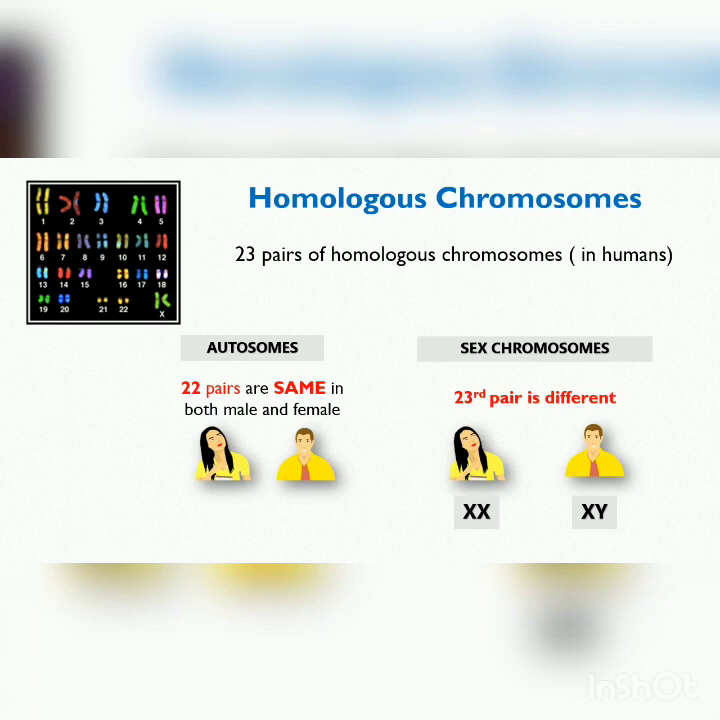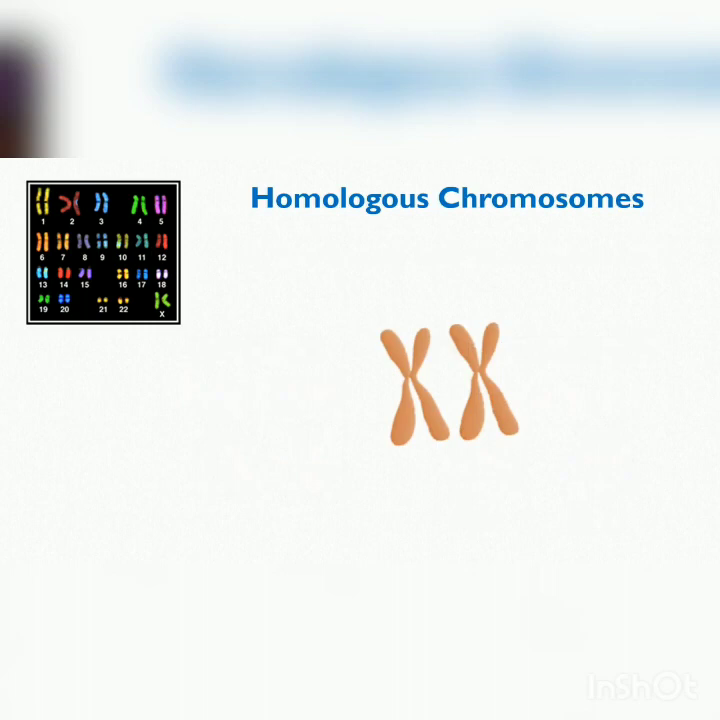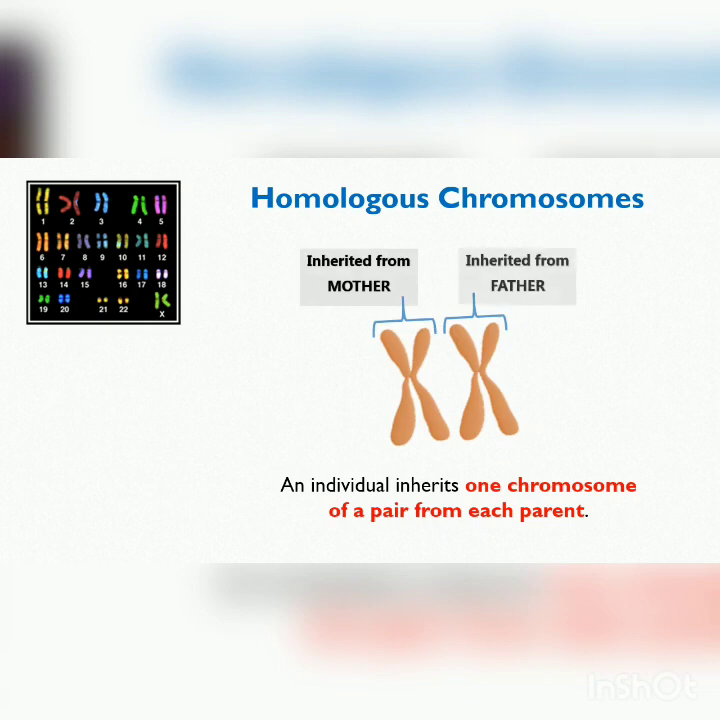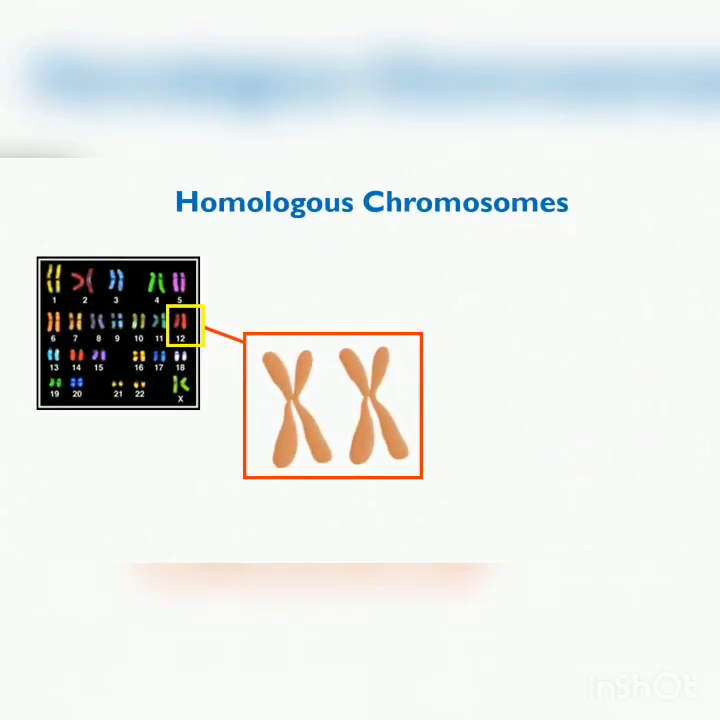Now there arises one more question: why are these chromosomes in pairs? Why not only a single chromosome? This is because to maintain the diploidy, we receive one copy from the mother and one copy from the father. So an individual inherits one chromosome of a pair from each parent. That is why the chromosomes occur in pairs. That is why we have the carrier condition also, and a carrier is sometimes saved from a particular disease due to this homology only. So this is known as homology.